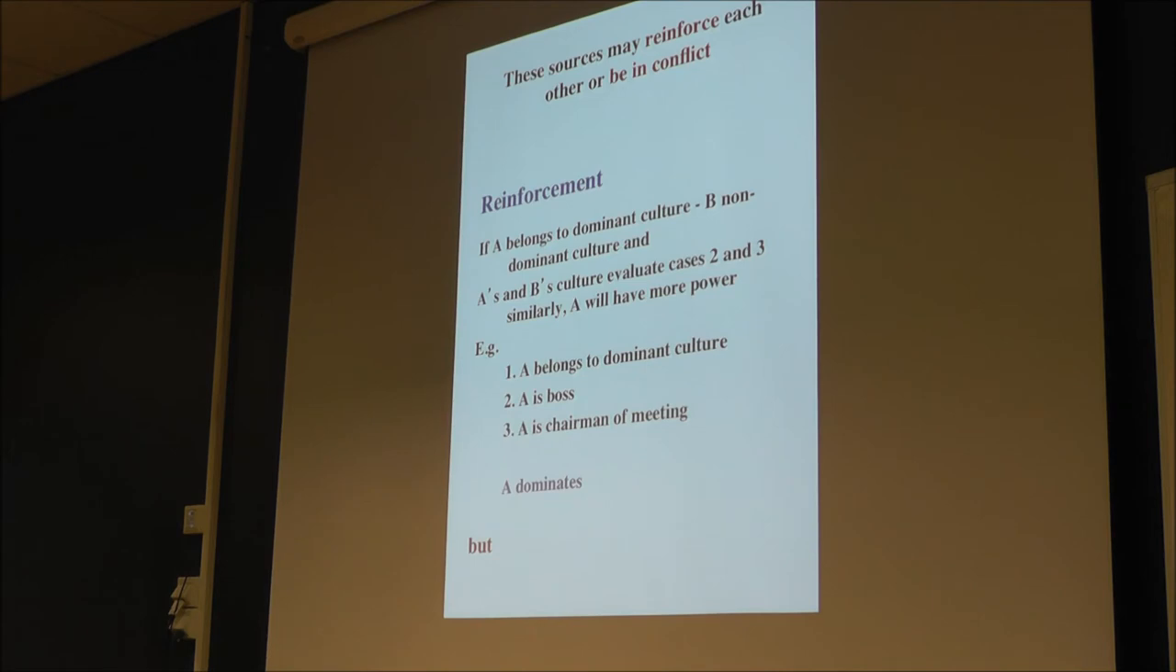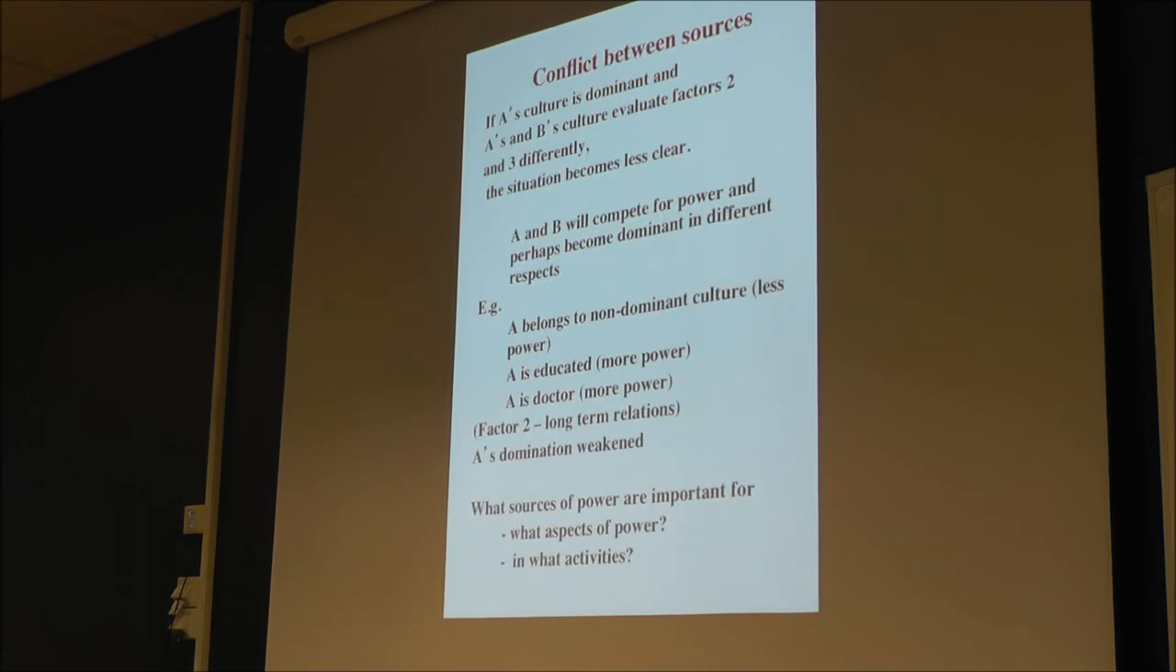So if A belongs to a dominant culture, let's say he's American, he's boss, and he's the chairman of the meeting, all the properties reinforce each other, more and more power. A dominates. But we could also have the case that A belongs to a non-dominant culture, less power. A is educated, more power.